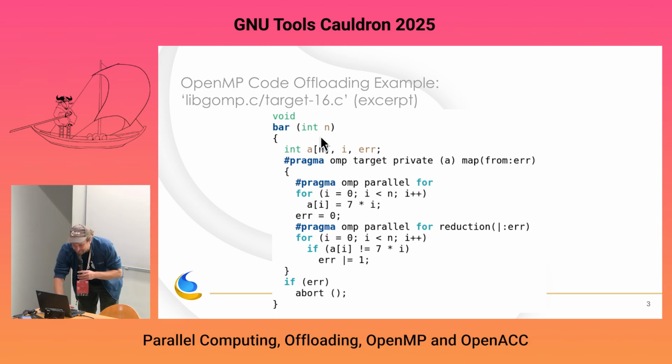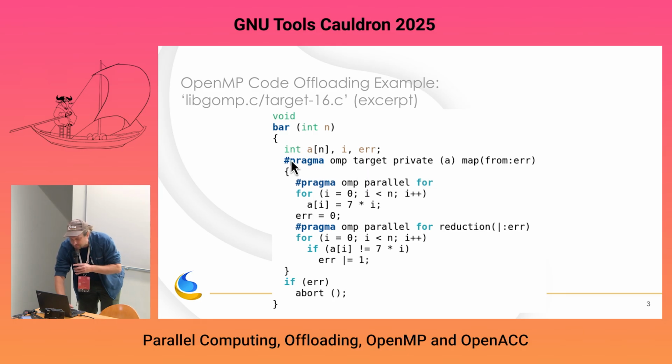Right, so here you have a function, that's C code obviously, function bar. Some local variables. OpenMP originally was meant for CPU side parallelization, but a number of years ago got extended for offloading to acceleration devices with this OpenMP target construct that we see here.